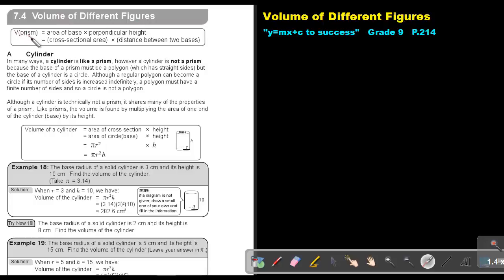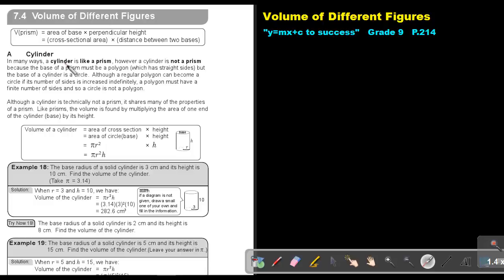Volume of prisms. It will always be the area of the base multiplied by the perpendicular height between the two bases. So it's the cross-sectional area multiplied by the distance between the two bases. Okay, let's start with a cylinder.